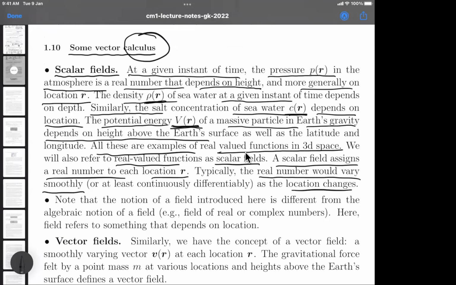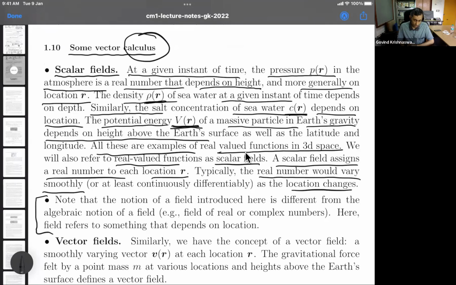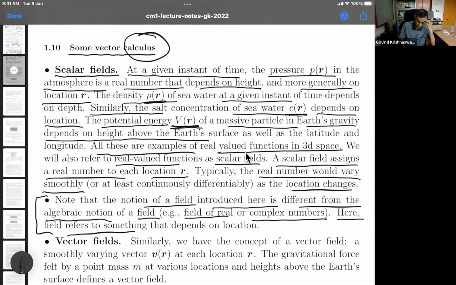Does scalar field have any relation to the algebraic field? Indeed, it's a good question, and that is the next paragraph. Note that the notion of a field introduced here is different from the algebraic notion of a field, such as the field of real or complex numbers, or other types of numbers. Here, field refers to something that depends on location. That is the sense in which the word field is used here. Unfortunately, the same word field is used for both the algebraic concept and the geometric and analysis concept. So you will have to decide from context what we are talking about.